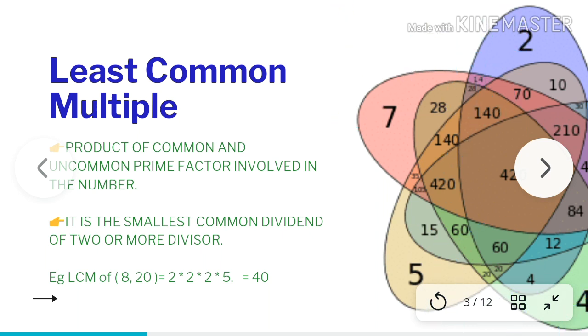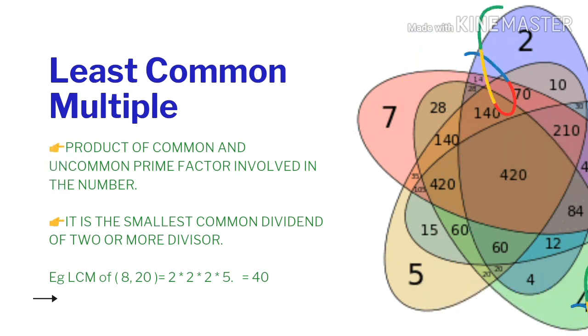Least common multiple. LCM is the product of common and uncommon prime factors involved in the numbers. It is the smallest common multiple of two or more numbers. Here we have taken an example of 8 and 20. The factors of 8 are 2 into 2 into 2 and the factors of 20 are 2 into 2 into 5. Taking the common factors 2 into 2 and the uncommon factors 2 and 5, the product of all these numbers comes to 40. Therefore, the LCM of 8 and 20 is equal to 40.